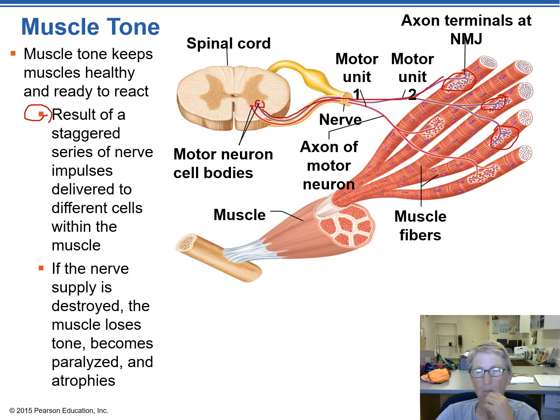So what happens is the purple motor unit will be stimulated and then it will relax. The red motor unit will be stimulated and then it will relax. And they'll go back and forth between those 2 motor units, but at all times, part of this erector spinae muscle in your back is contracted to give you muscle tone.